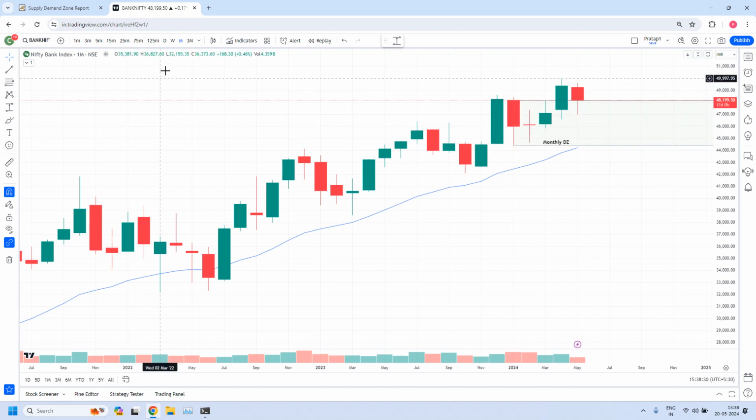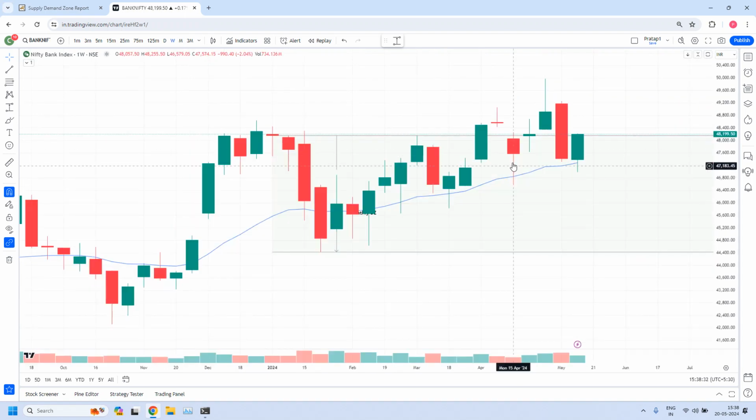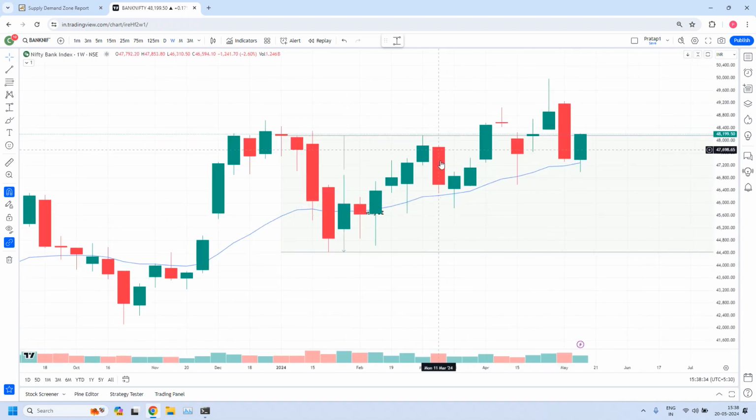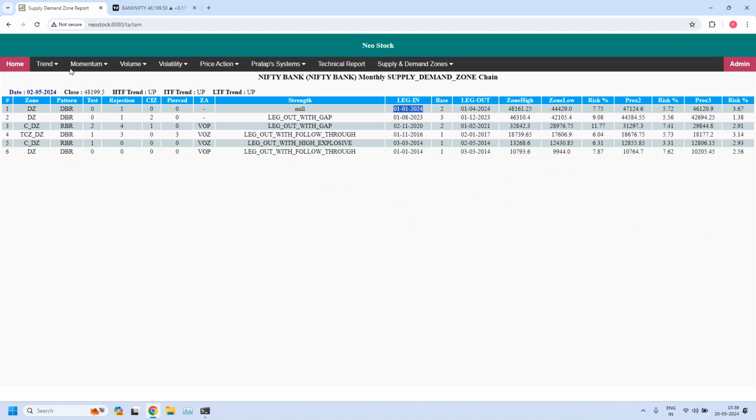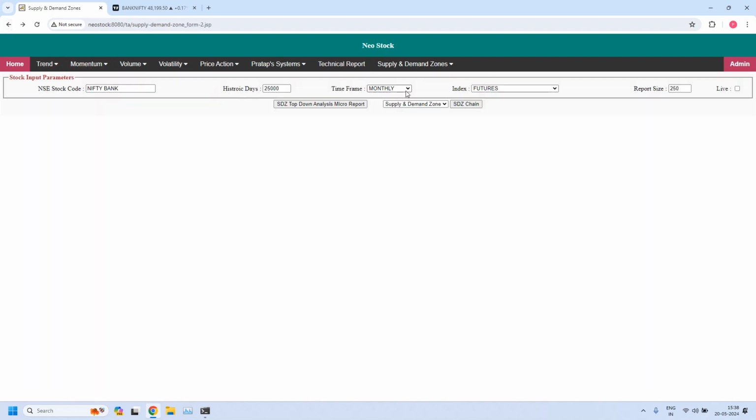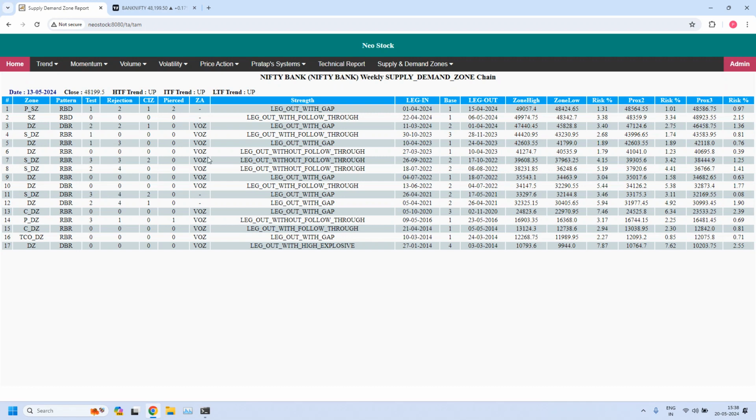Now let's move on to the weekly time frame. So here we have a weekly zone, drop, base, rally. But let us check from our software. So changing the time frame to weekly, and let me generate this supply demand zone chain. Now the chain is ready.